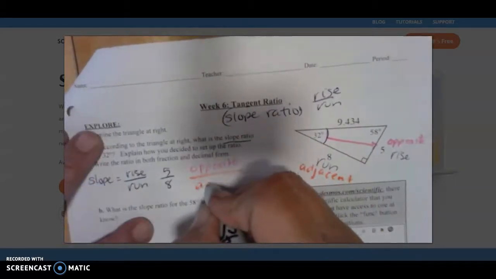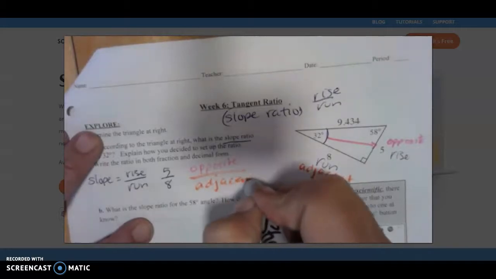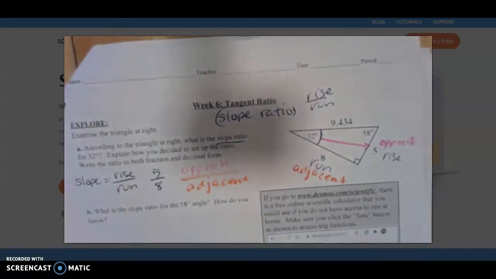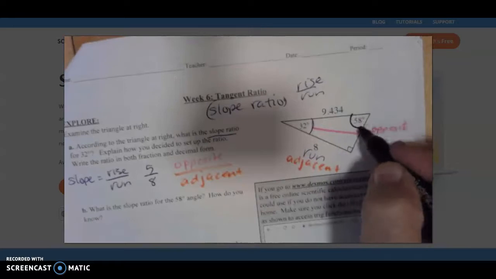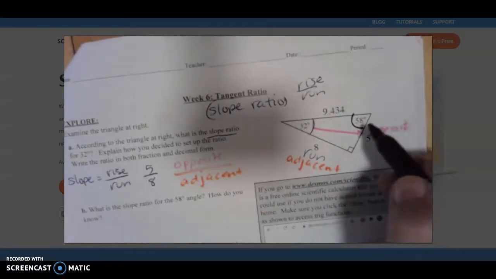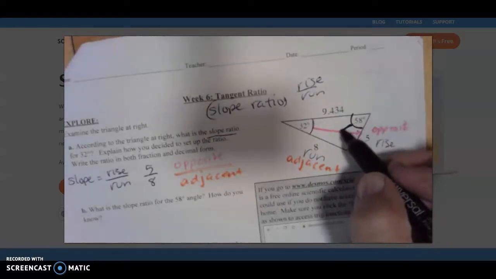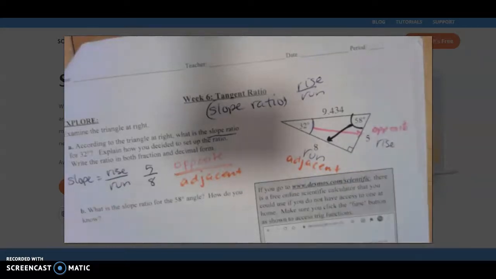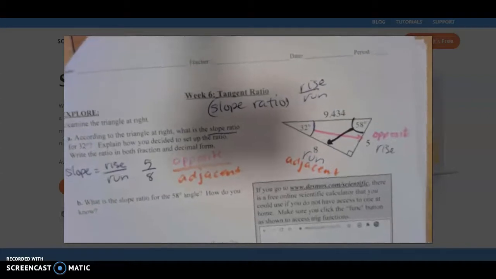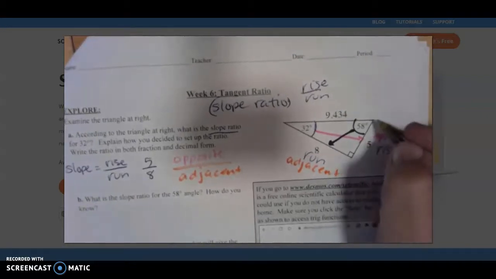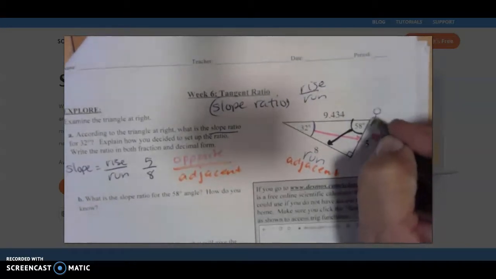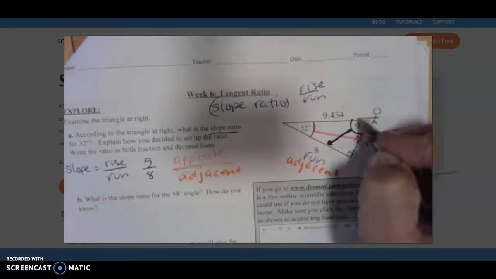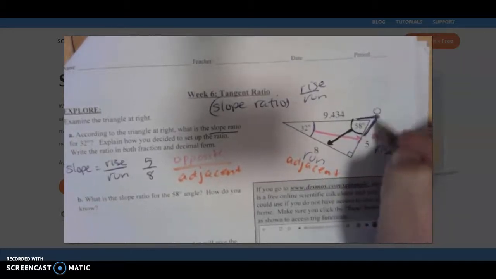So adjacent. And so this could be true for any position. So if we look at this 58, in this case 8 is the opposite and 5 is the adjacent. So people get really mixed up with opposite and adjacent. So imagine I am right here, I'm standing right here, and I have my arms extended this way, right?